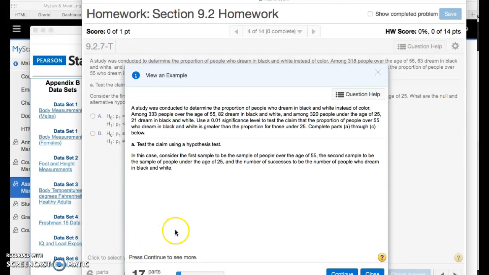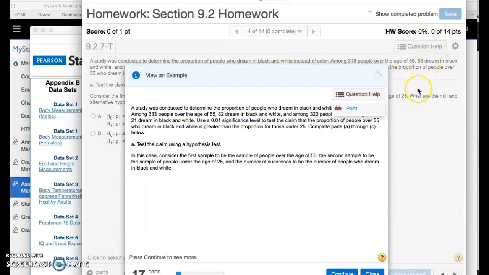Here is an example from section 9.2 of the homework. This is a proportion example. So here a study was conducted with a proportion, and there were two populations. It was people who dream in black and white instead of color. So open this in StatCrunch.